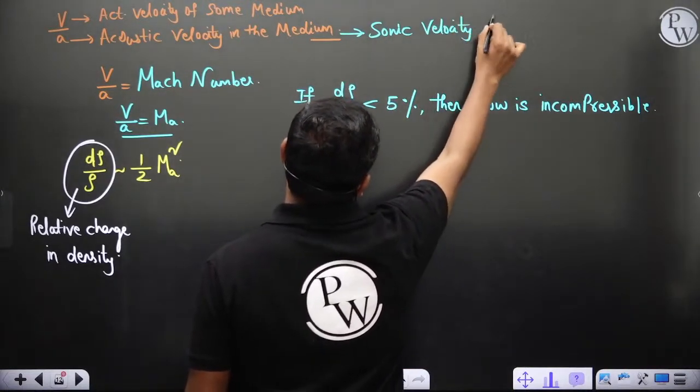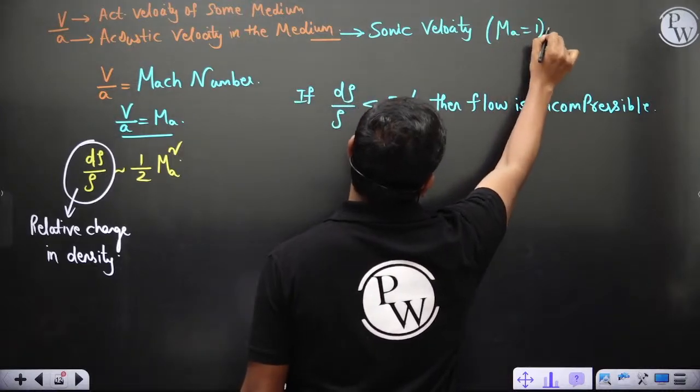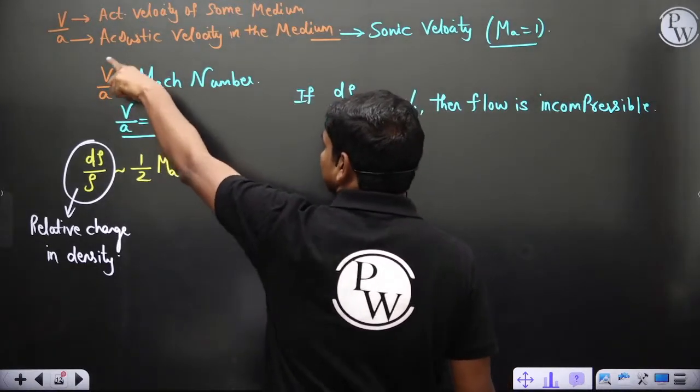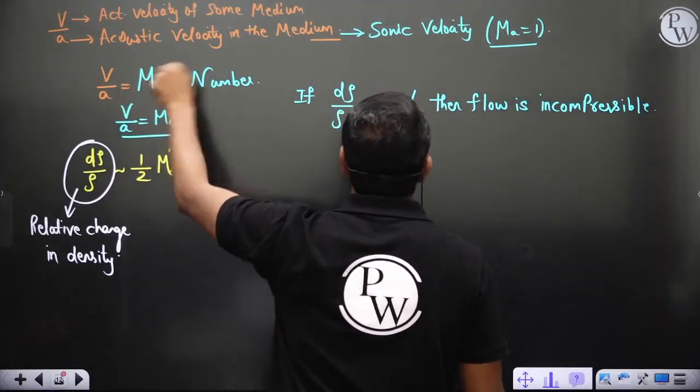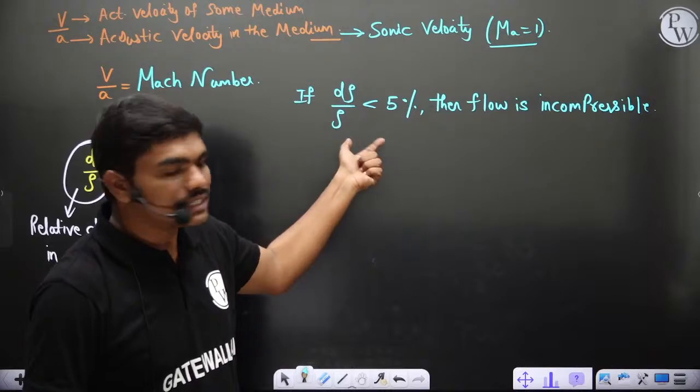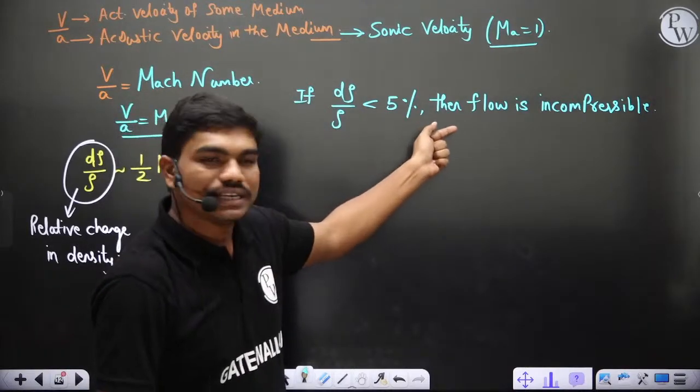Sonic velocity means Mach number is equal to 1 at this point. Because if the object is moving at this a, then Mach number is equal to 1, and this speed at which the body moves at the disturbance speed is called the sonic velocity. And if you see here, if the density variations are less than 5%, then the flow is incompressible flow.